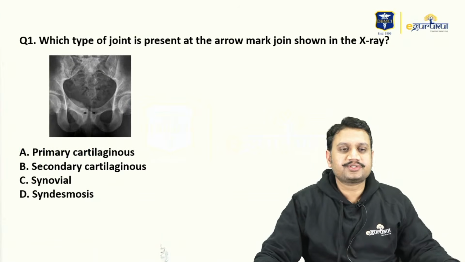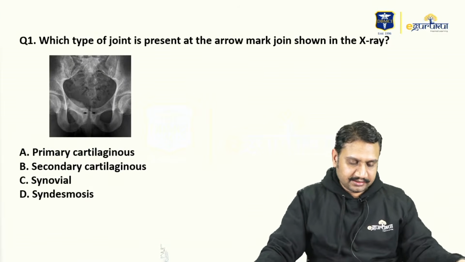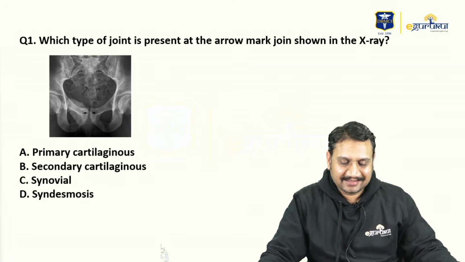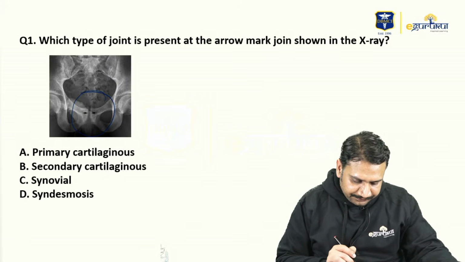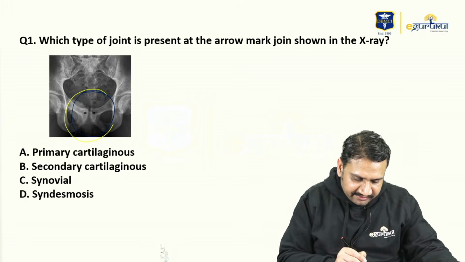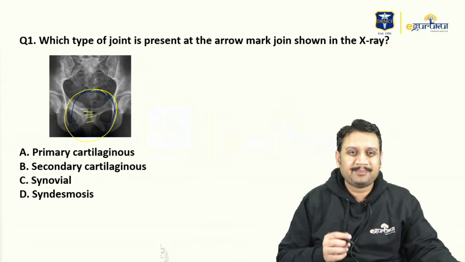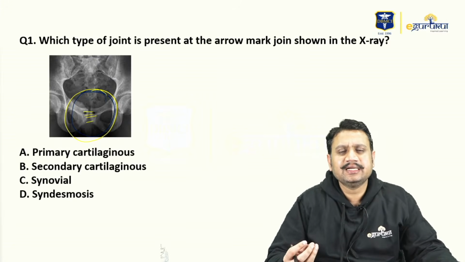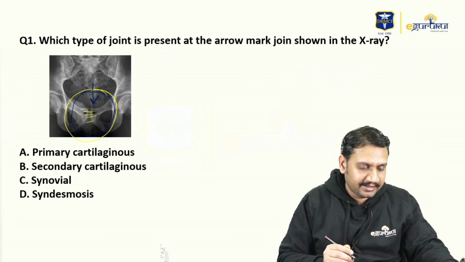So the first question that my team has been able to recall is: which type of joint is present at the arrow marked joint shown in the X-ray? Basically, this image is marking the pubic symphysis area. I would not say that's a question of orthopedics, but when you talk about different types of joints, you learn that this pubic symphysis has been a repeat question.